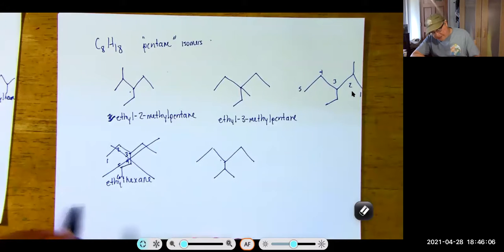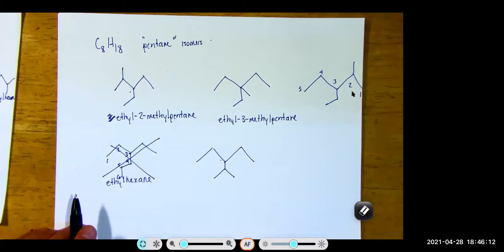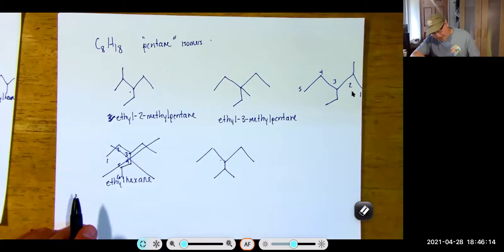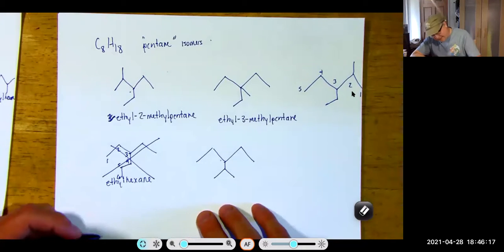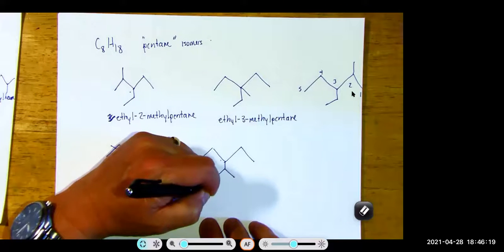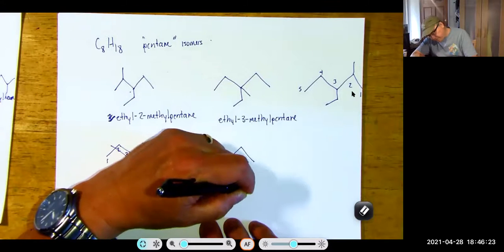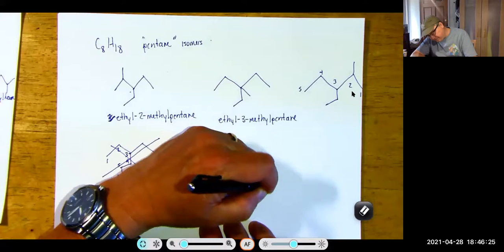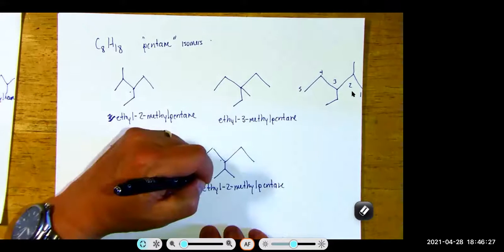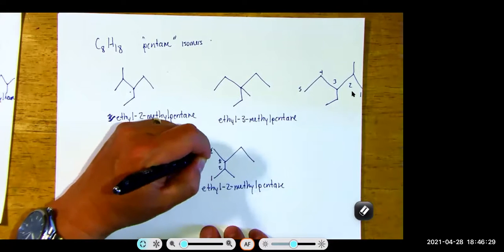Now, what would the name of this be? 3-isopropyl. Not bad, but it's not correct. It's 3-ethyl-2-methylpentane. I just saw the thing that looks like a lower half of a stick figure.